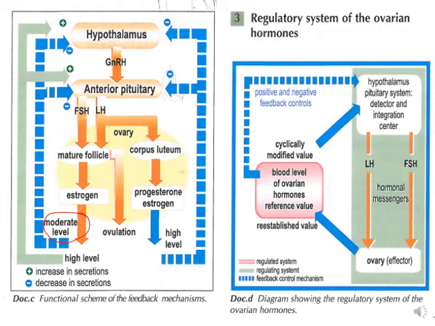And regarding the regulatory system of the ovarian hormones, you have to know the blood levels of ovarian hormones reference value. First, the hypothalamus pituitary system, detector and integration center, secretes LH and FSH, and this will regulate the system through the feedback controls, either the positive feedback control or the negative feedback control.